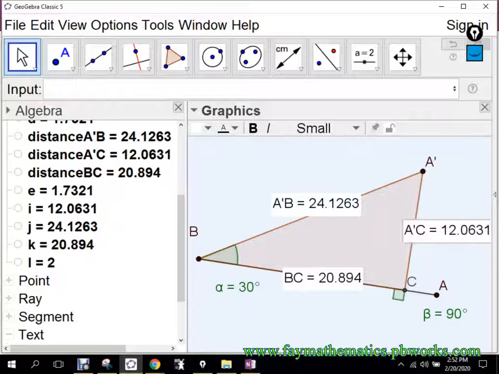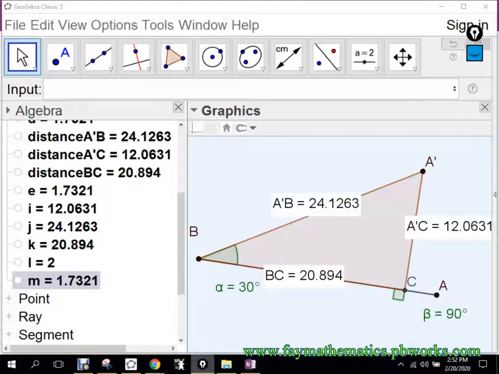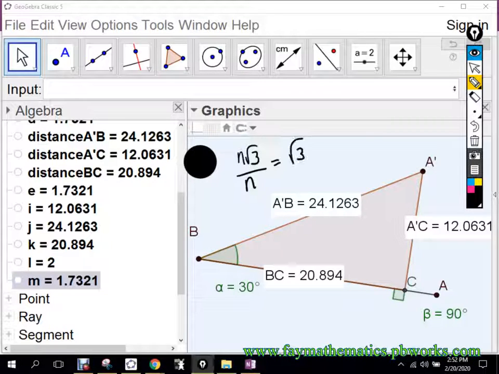If I were to take, so this is n, and this is the n radical 3 side. So let's take B to C, which is the n radical 3 side, and I want to divide it by A prime C, which was the n side. So if I were to just do that algebra real quick by hand, if you were to take the n radical 3 side and divide it by the n side, doesn't that give you radical 3? If you type on your calculator what radical 3 is, it's that 1.7321 number. Okay?